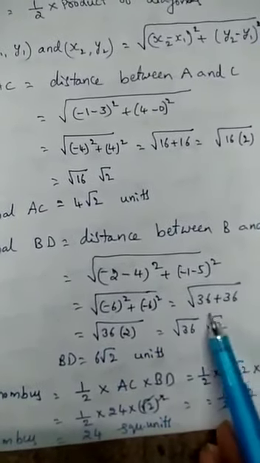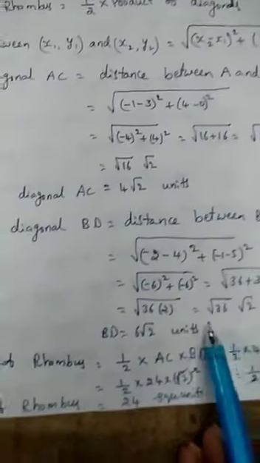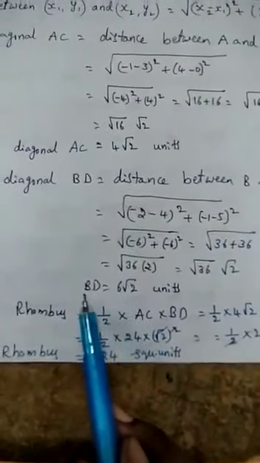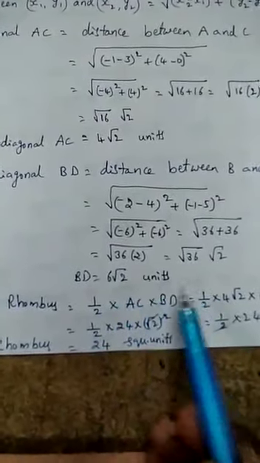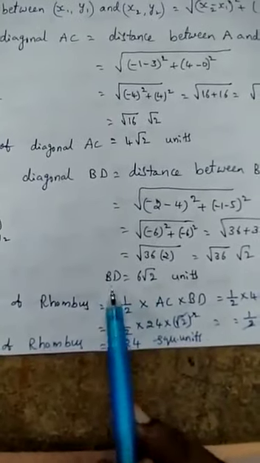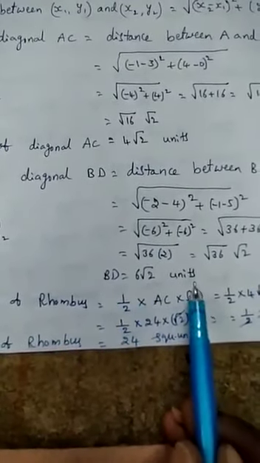36 plus 36 is a repeated addition, so 36 into 2, root 36 root 2. So BD is equal to 6 root 2 units. So then the length of the BD diagonal is equal to 6 root 2 units.